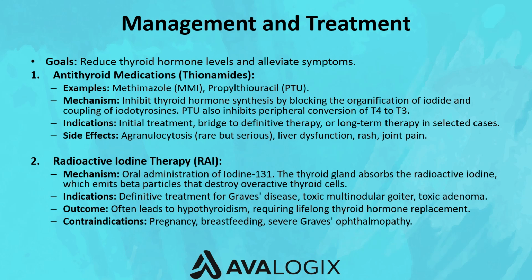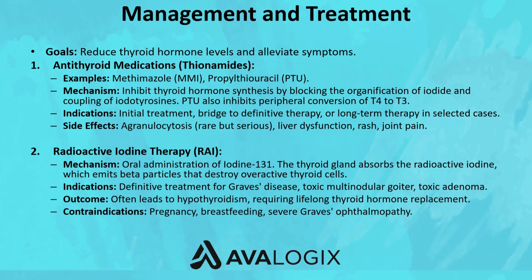Next is radioactive iodine therapy, or RAI. It's a definitive, non-surgical treatment where the patient swallows iodine-131, which destroys overactive thyroid tissue selectively. This is the preferred treatment in many cases of Graves' disease and toxic nodular goiter. However, it's not suitable for pregnant or breastfeeding women and can sometimes worsen eye symptoms in Graves. Patients often develop hypothyroidism after RAI, which is managed with lifelong thyroid hormone replacement.